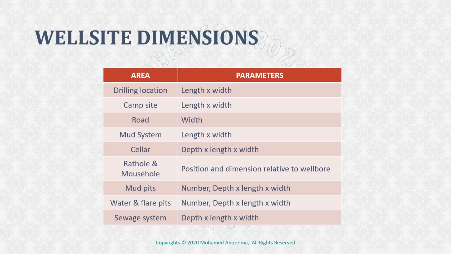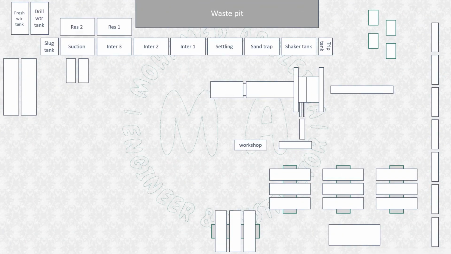All of these details should be provided by the drilling contractor and reviewed by the department concerned with the civil work. The contractor should provide the company with the minimum dimension of the selected area. We have an example here for a small rig rated for 1000 horsepower. Let's discuss everything in details.